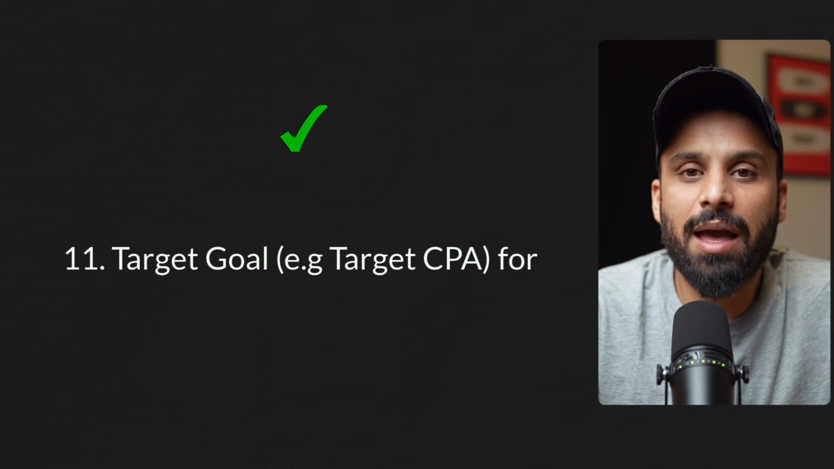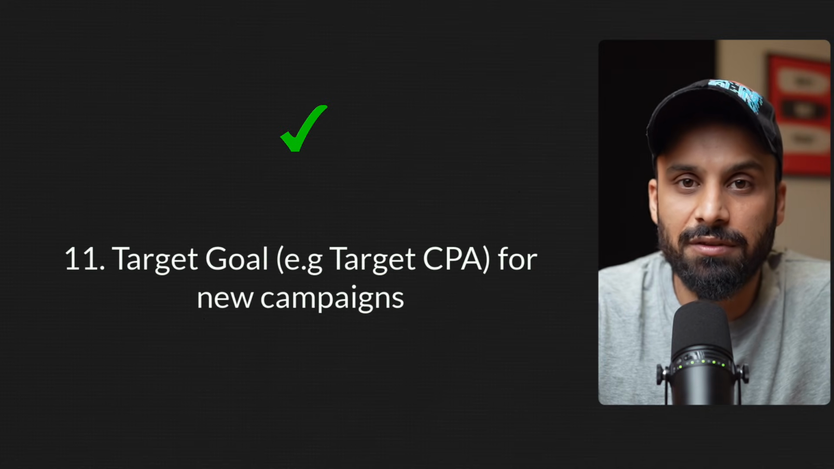Initially, until your campaign has 50 conversions, 50 sales, or 50 whatever you're optimizing for, do not set a target. If you still want to have it as a guardrail, you have to keep it very high. If you're expecting $10, keep it at 25. But until 50, please do not pressurize the algorithm.